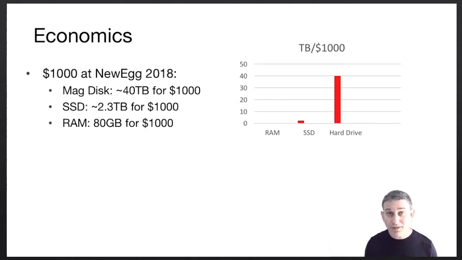And if you want to keep your data in RAM, for $1,000 you can only get about 80 gigabytes of enterprise RAM. So that's many orders of magnitude less than what you get for magnetic disks. So in terms of storage density, hard drives are still a phenomenal bargain. And that's why they still get used in database systems for very large databases.